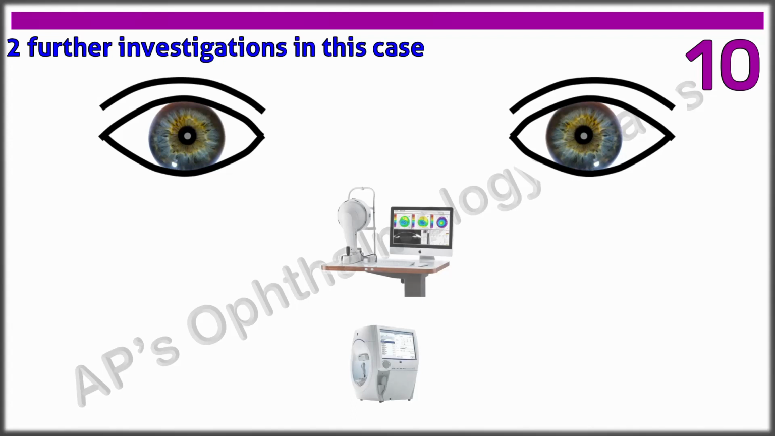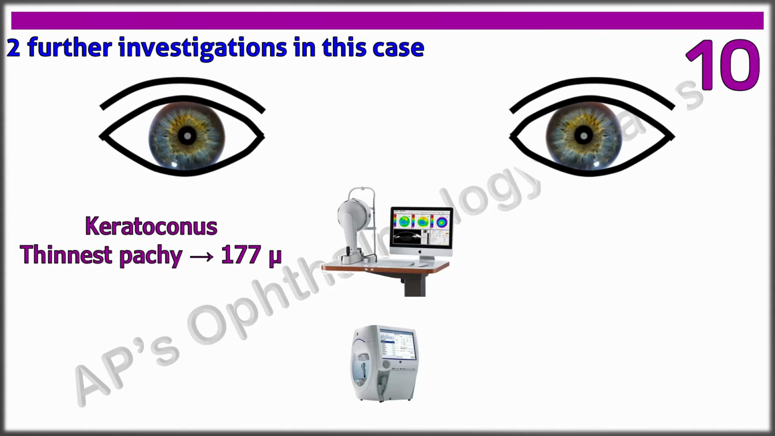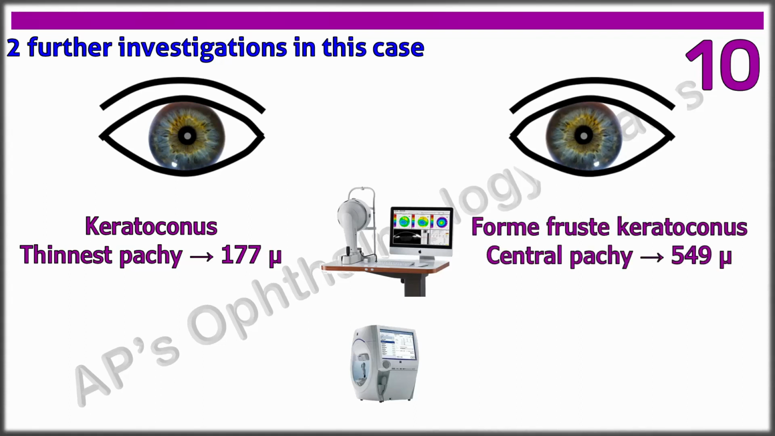Yes, corneal tomography and visual field analysis. Pentacam showed keratoconus in the right eye with the thinnest point measuring 177 microns, and the left eye forme fruste keratoconus with a central pachymetry thickness of 549 microns. The Humphrey field analyzer showed severe tubular constriction in the right eye.